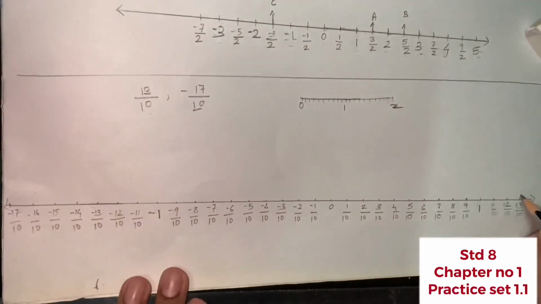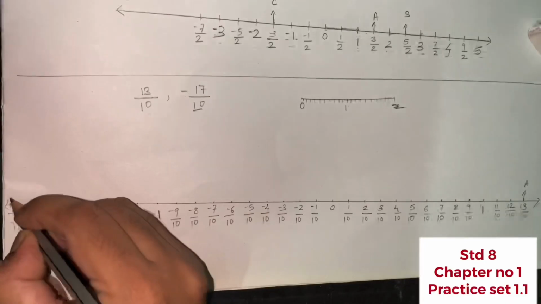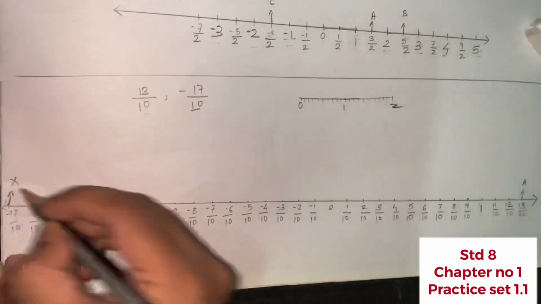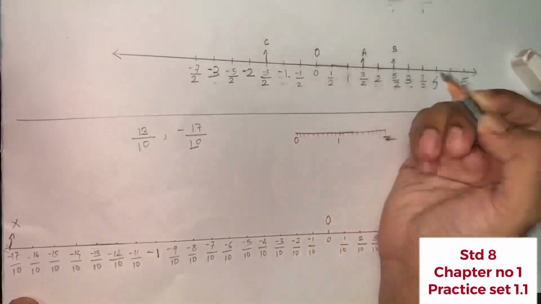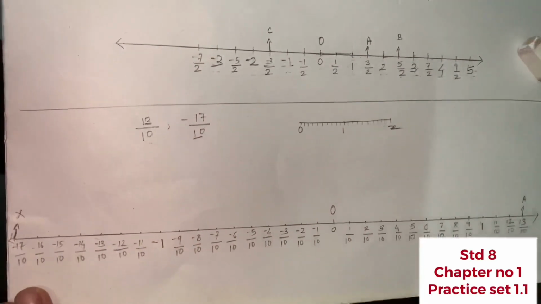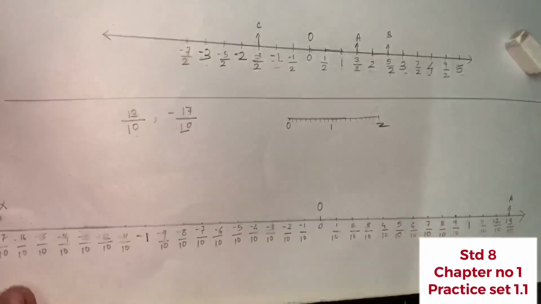Now I have to mark 13 upon 10. So I'll name it as A. And minus 17 upon 10, I'll name it as X. 0 should be named always as O. So make sure that you give O name to it. So this is your number line.